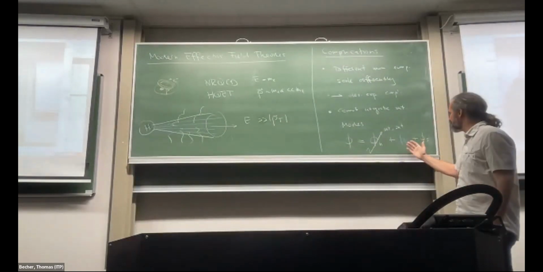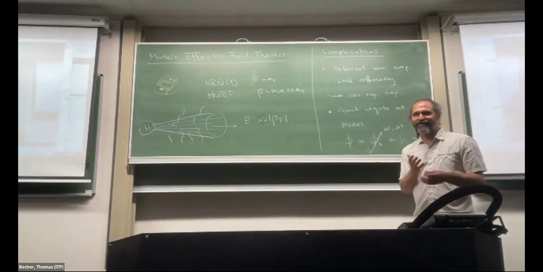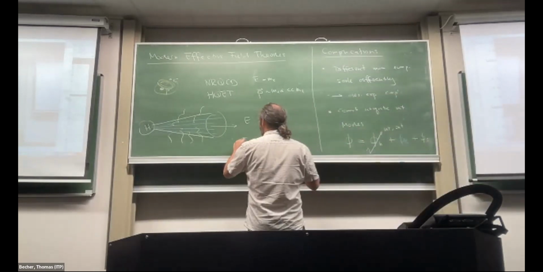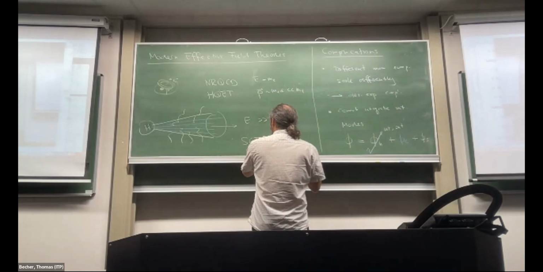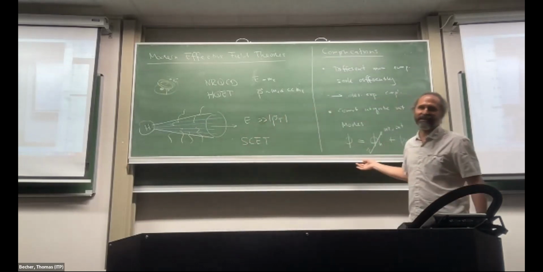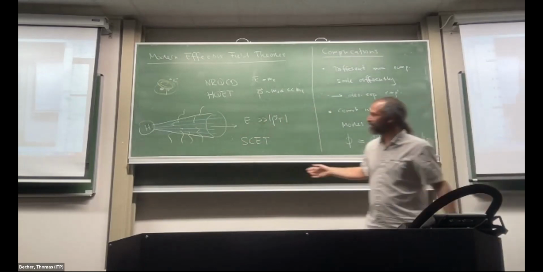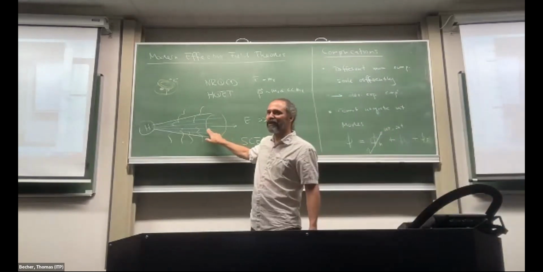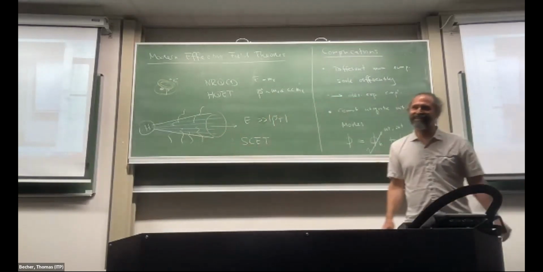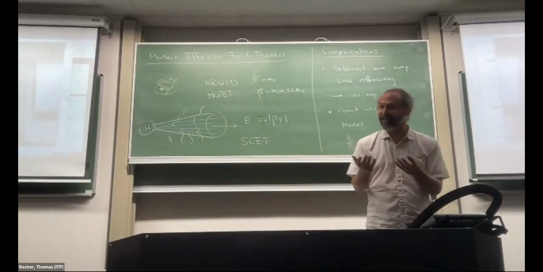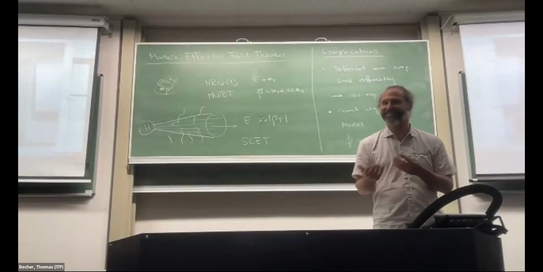Which is again somehow strange when you hear it the first time. How can that be in this soft collinear effective theory? You have two different kinds of gluon fields: the soft gluon field and the collinear gluon field. The collinear one is blue, and the soft one is yellow. But of course, then you can ask, well, isn't there a double counting? How do you know what is soft and what is collinear?